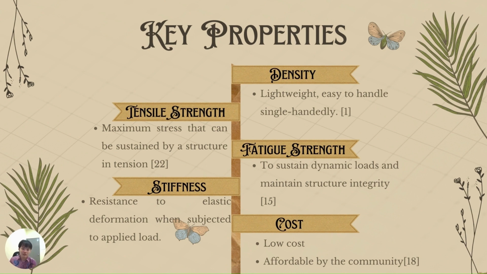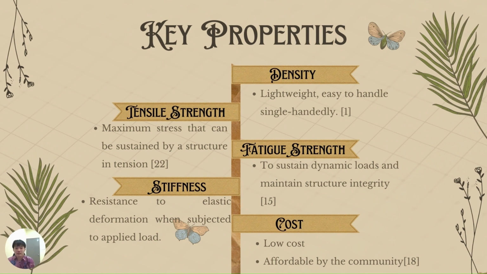And next is the stiffness. Stiffness is defined as the resistance to elastic deformation when subjected to applied loads. And it can be determined by using the modulus of elasticity E. With a higher E, it means that it has a higher stiffness. And with a stiffer frame, it provides a more efficient power transfer and control over the shuttlecock for the player.